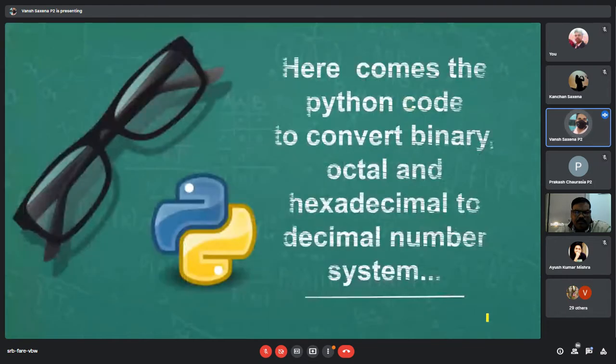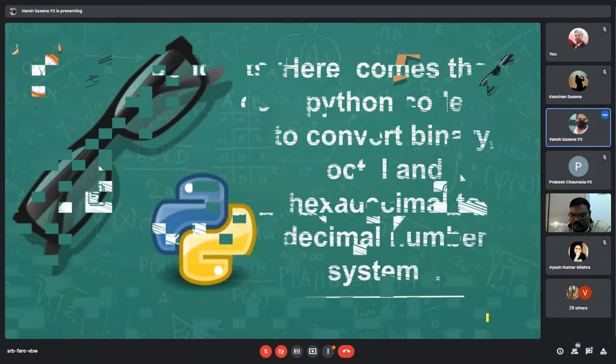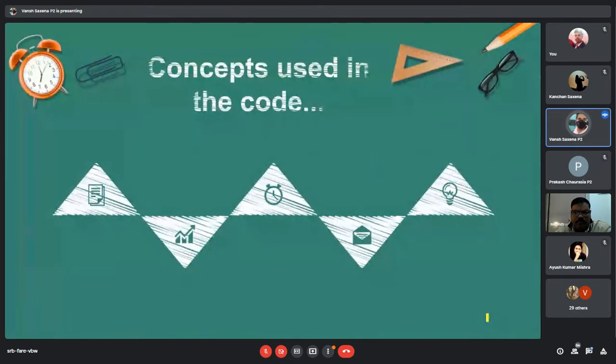So here comes the Python code to convert binary, octal and hexadecimal number systems to the decimal number system. This is our main objective. Before going to the code, I would like to discuss what I have used in my Python code so that you can have a quick and very good insight into what's going on throughout the code.